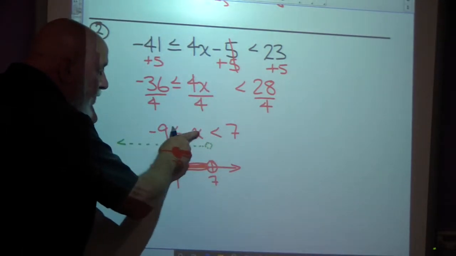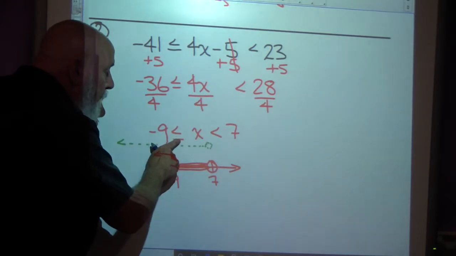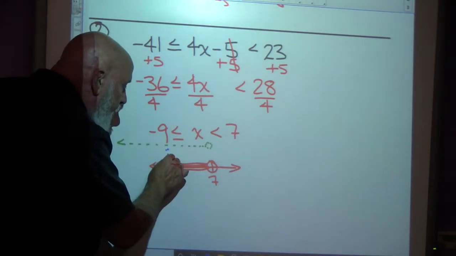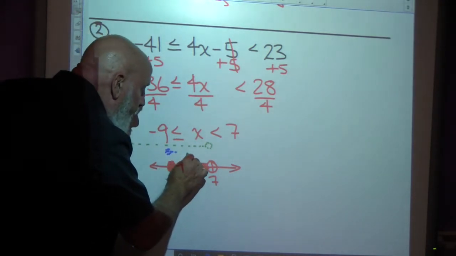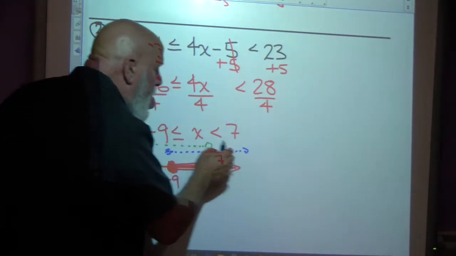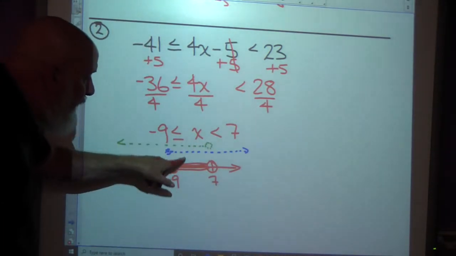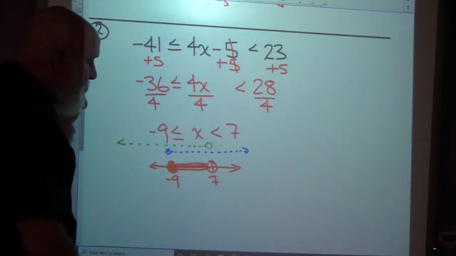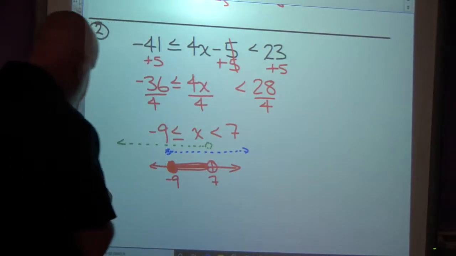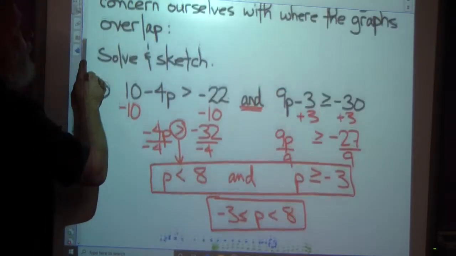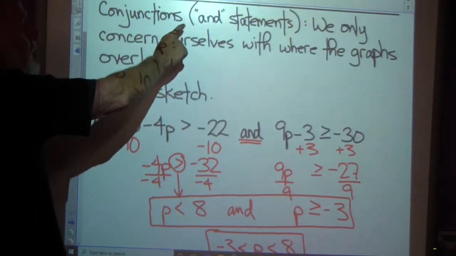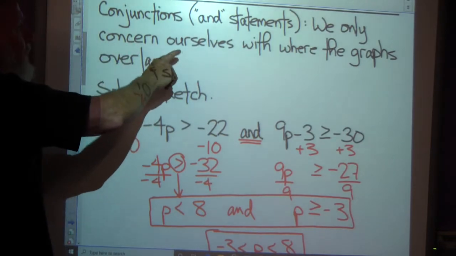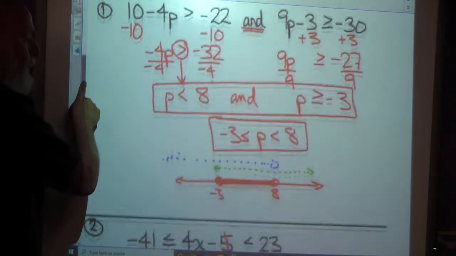Looking at this one, reading it backwards, x is greater than or equal to negative 9 would be everything filled in and going this way. You don't have to do this part, this is just me thinking. And you can see where they overlap. They'll overlap right there. Okay. So that's the two ways that you'll see conjunctions. Conjunctions and statements. We only concern ourselves with where the graphs overlap.